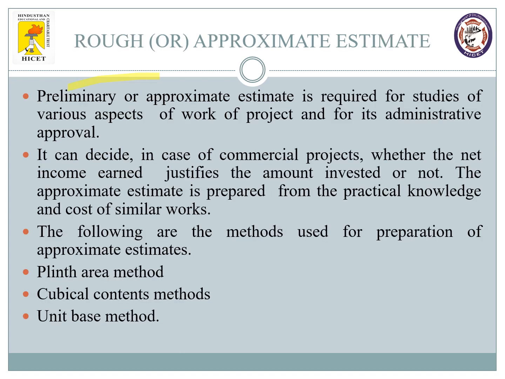Here, this is required for the studies of various aspects of work or project, and it is for administrative approval. Like if you are going to start one project, say one commercial project, you need to know what is the net income earned or the amount to be invested, right? It has to be justified. So this is calculated on an approximate scale.